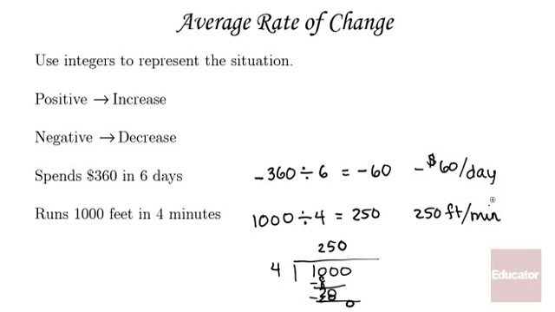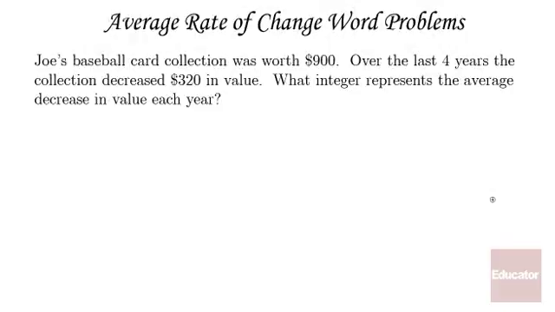So here are some average rates of change. Let's look at an average rate of change in a word problem. Joe's baseball card collection was worth $900. Over the last 4 years, the collection decreased $320 in value. What integer represents the average decrease in value each year? So let's start off by creating integers that represent the situation.